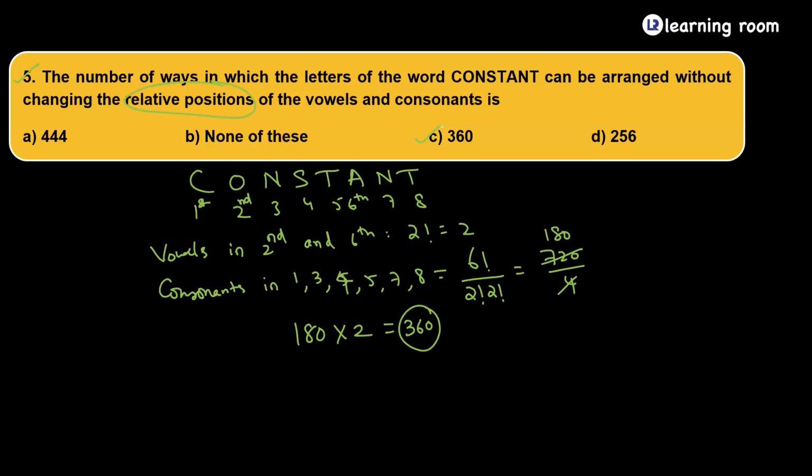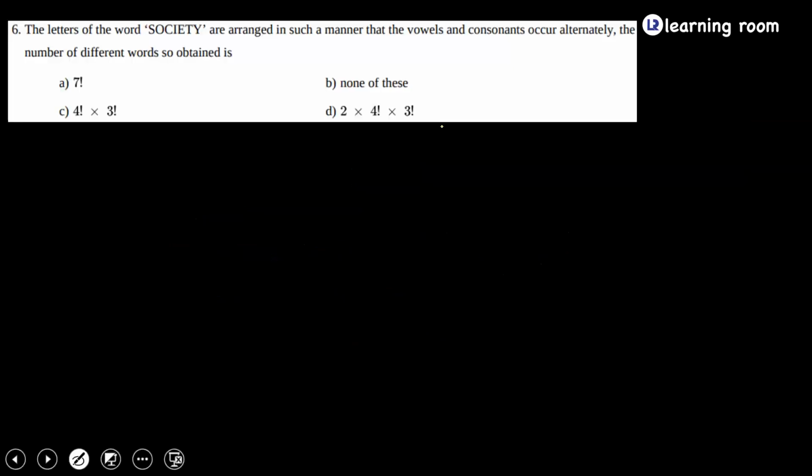Shall I proceed? Try this. The letters of the word society are arranged in such a manner that the vowels and the consonants occur alternately. The number of different words so obtained is.